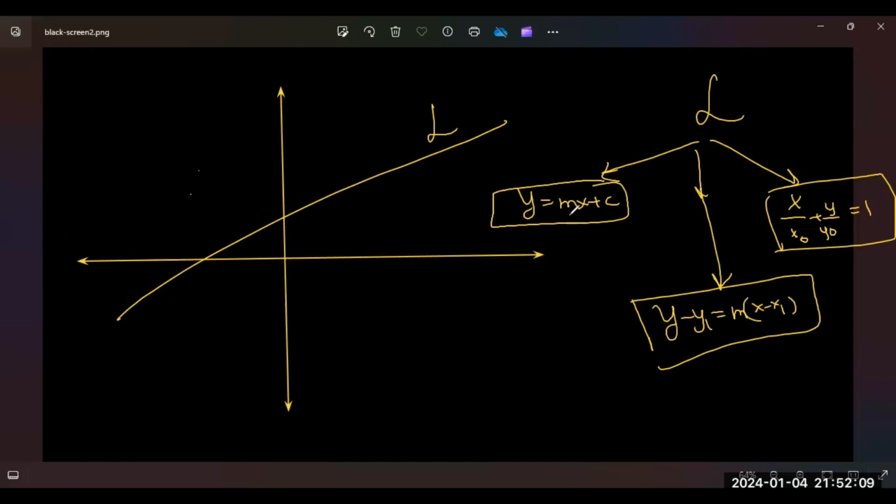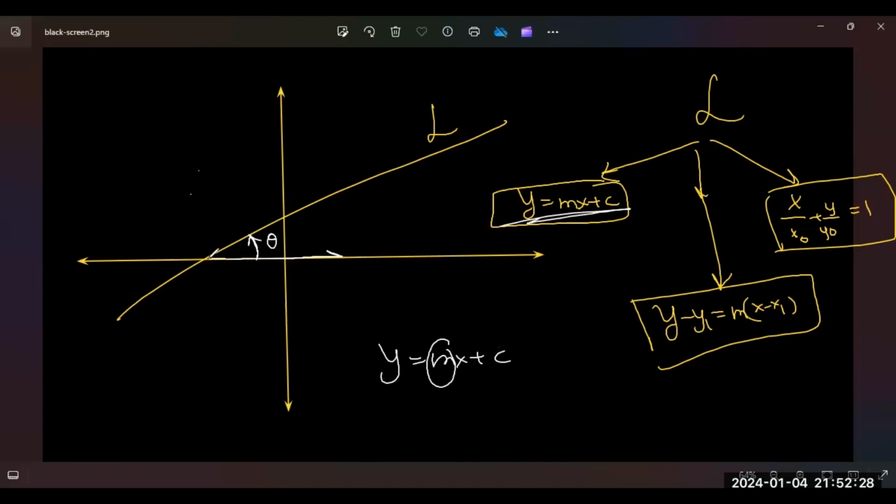So what does each of these mean? y equals mx plus c is called the general form of a line. Any line can be represented in this form. Here m represents the slope of the line. And what is the slope? The slope is related to the angle of inclination.